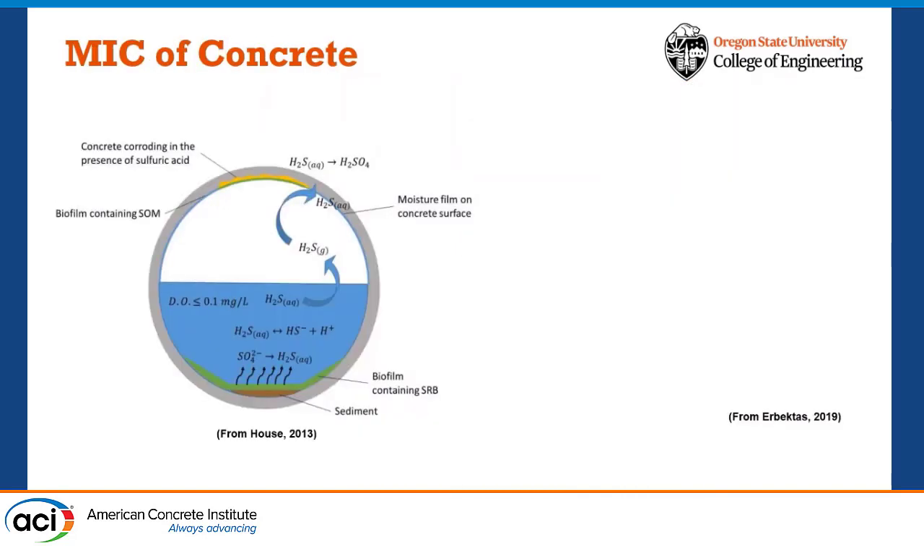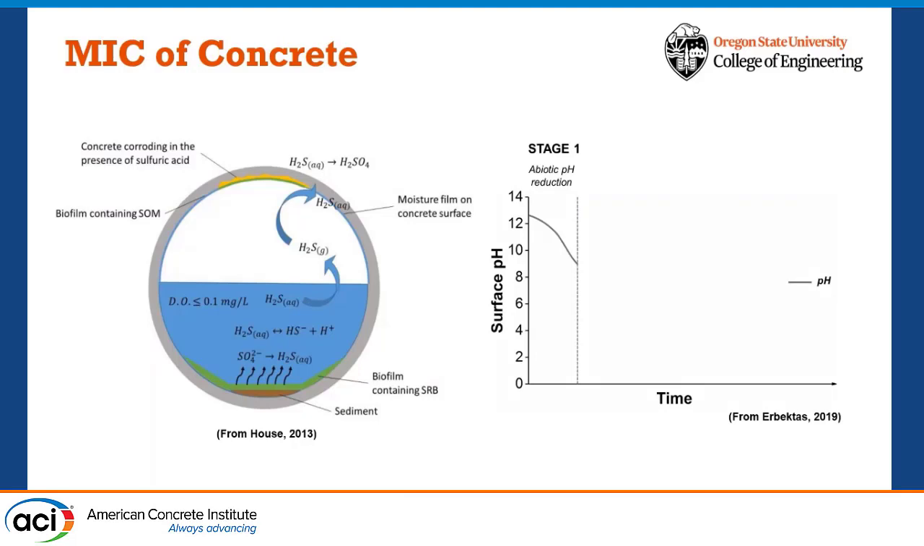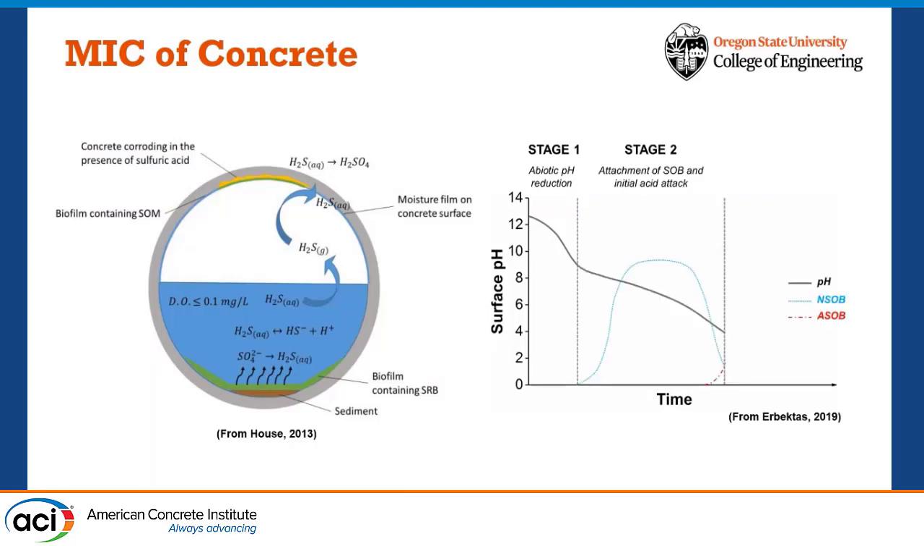So how this process happens is the sulfur oxidizing bacteria in the pipes use sulfur compounds and produce biogenic sulfuric acid, and when this biogenic sulfuric acid reacts with the concrete, it produces ettringite and gypsum, which damage the concrete significantly. So the microbial induced corrosion has three main stages. Stage one is the abiotic pH reduction. The second stage is the attachment of the bacteria on the concrete surface and beginning of the acid attack. And the third stage is the severe sulfuric acid attack.